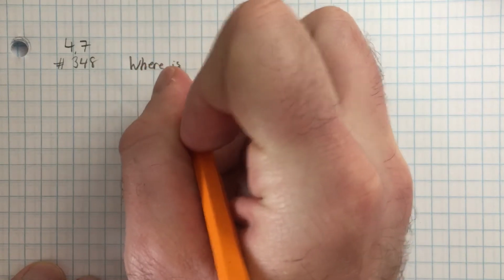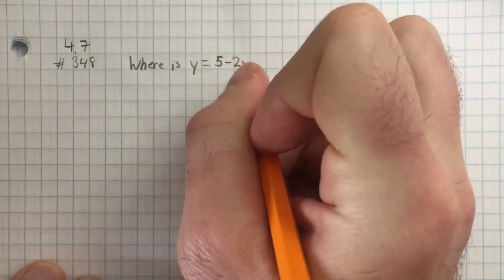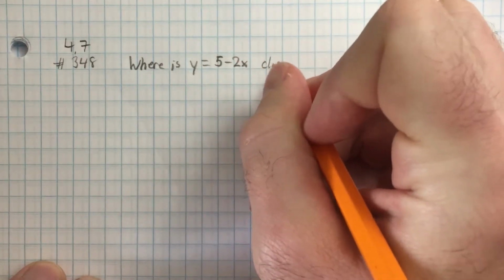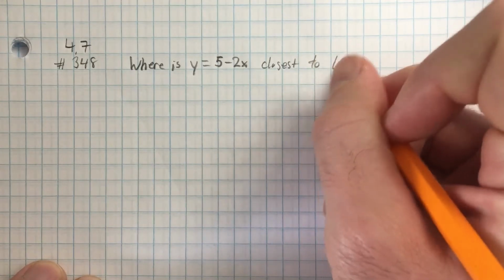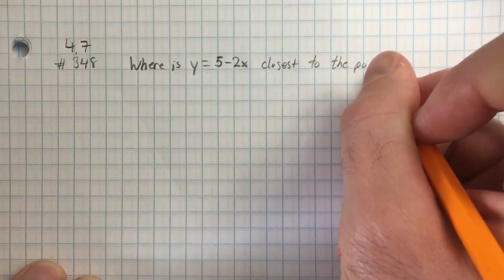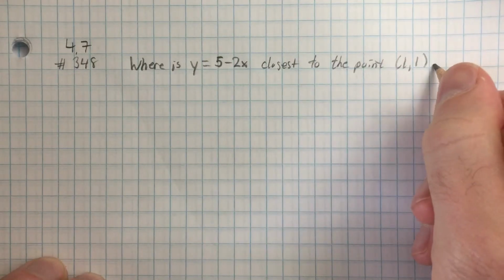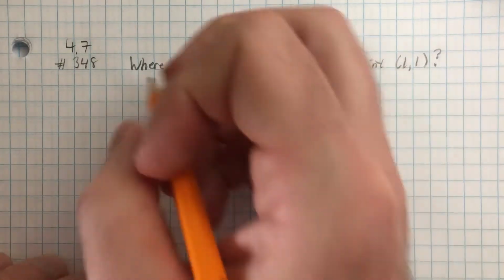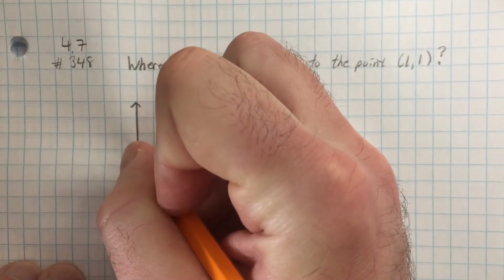Where is y equals 5 minus 2x closest to the point 1, 1? All right. I'm trying to draw a picture and explain what this is talking about.